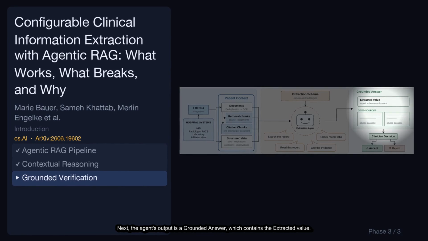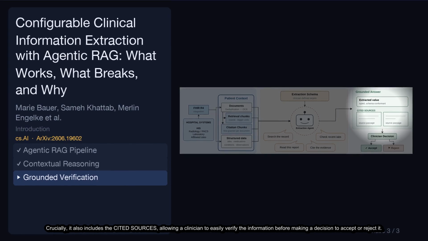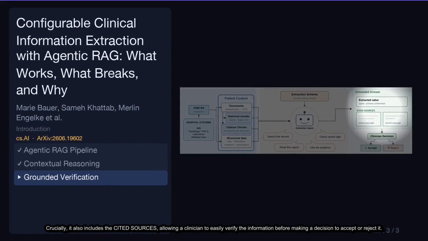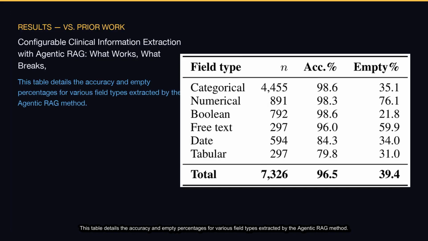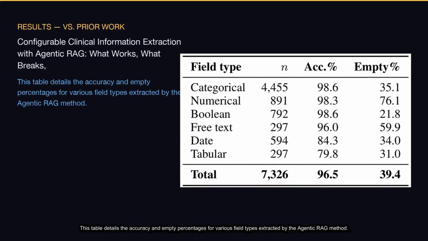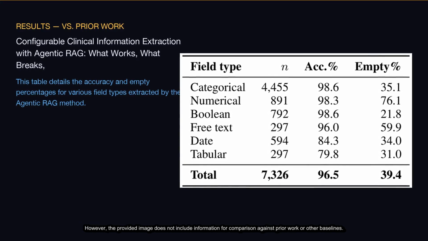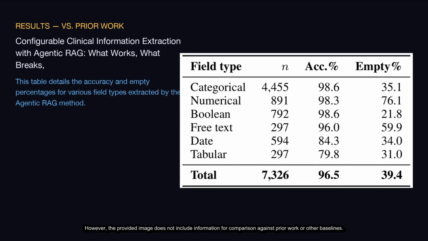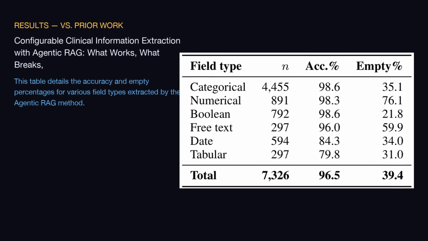Next, the agent's output is a grounded answer, which contains the extracted value. Crucially, it also includes the cited sources, allowing a clinician to easily verify the information before making a decision to accept or reject it. This table details the accuracy and empty percentages for various field types extracted by the agentic RAG method. However, the provided image does not include information for comparison against prior work or other baselines.